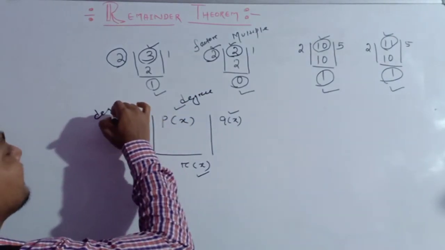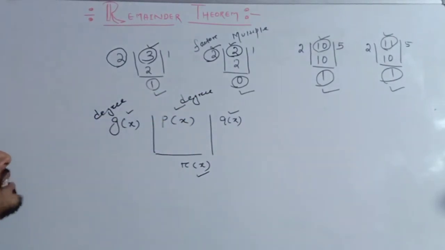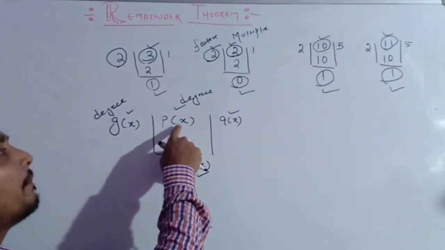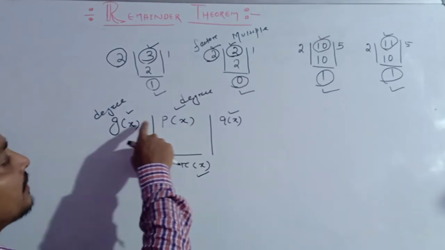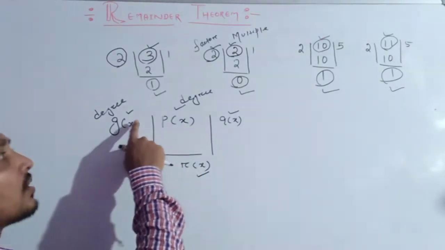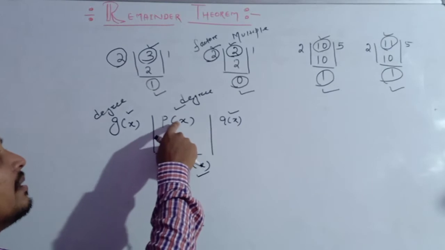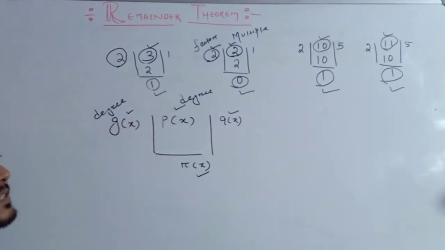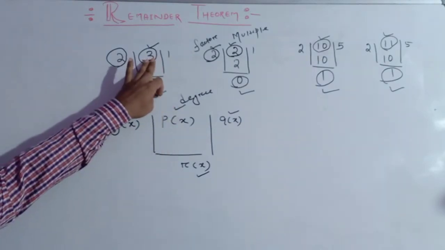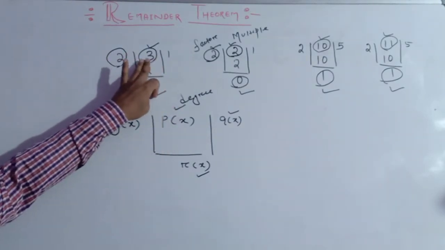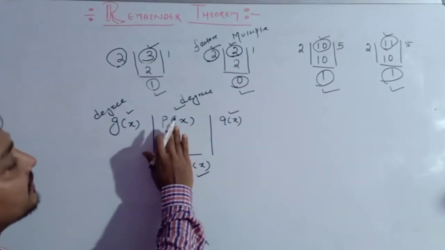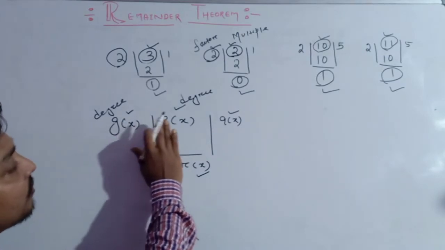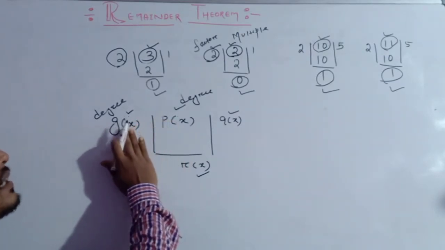Here it is the degree we will discuss. Remember, the degree of p(x) will always be either equal to the degree of g(x), or otherwise the degree of p(x) will always be greater than the degree of g(x). In the previous case with numbers it was equal, or otherwise more. Here its degree will either be equal to the degree of this one, or more than the degree of this one.